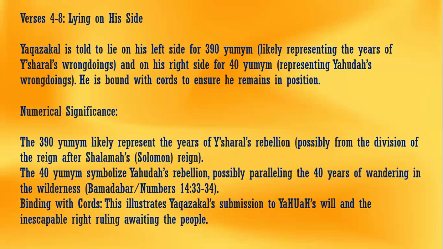For those who would have been reading, you would recall the division following Shalama or sovereign Solomon's time or reign. The reign of the nation of Israel was divided. And so you had the northern reign with 10 tribes and the southern reign with 2 tribes, Yehuda and Benjamin. So we see where he is told to lay on his left side for 390 Yumim for the northern reign's wrongdoings, and on his right side for 40 Yumim representing the southern reign, or Yehuda's wrongdoings. And the reign of Yehuda consists of 2 tribes.